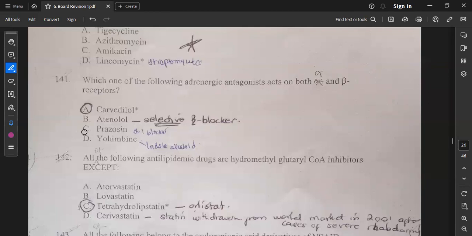Okay, so all the following antilipidemic drugs are HMG-CoA reductase inhibitors except: atorvastatin, lovastatin, tetrahydrolipstatin, and cerivastatin. Antilipidemic drugs.